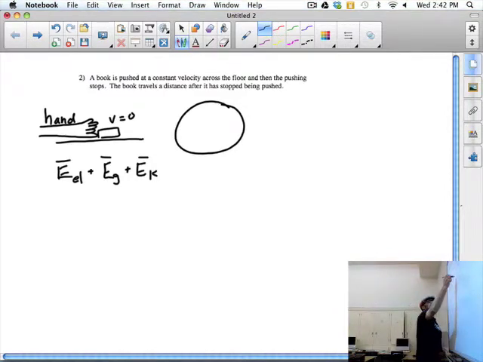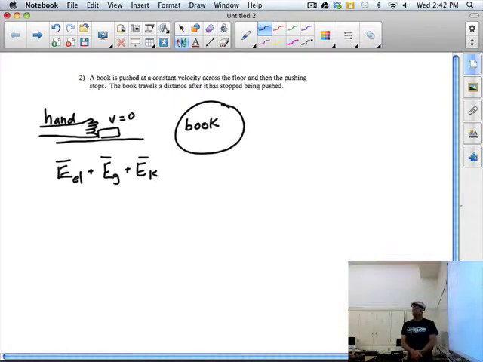Anything else? Gravitation. Okay, so book and gravity field? No. Why is the gravity field not necessary here? It just makes your problem more complicated when it doesn't need to be. You could. I'm going to leave the hand out of my system, and here's why.